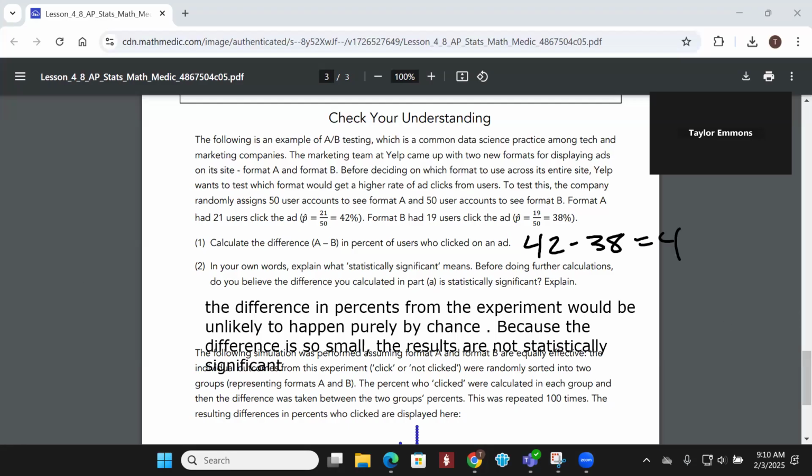All right, look at number 3. The following simulation was performed assuming format A and format B are equally effective. The individual outcomes from this experiment, clicks or not clicks, were randomly sorted into 2 groups. The percent who clicked were calculated in each group, and then the difference was taken between the 2 group percents. This was repeated 100 times. The resulting differences in percents who clicked are displayed here. Using the results from the simulation, do you believe the difference in percent of users who click between format A and format B is statistically significant? Why?